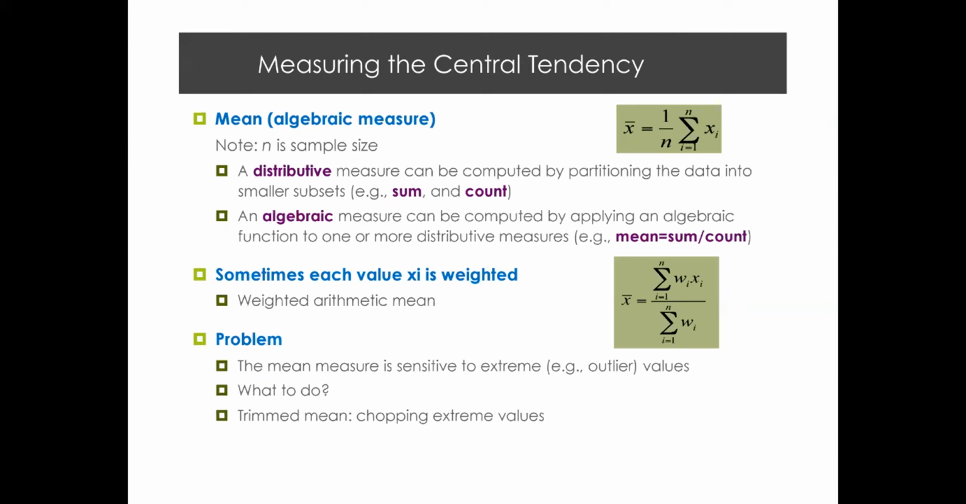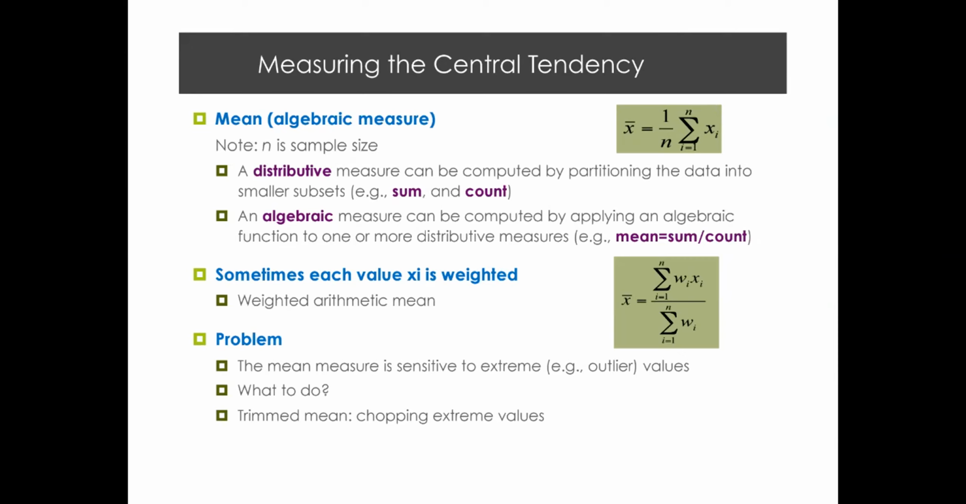An algebraic measure can be computed by applying an algebraic function to one or more distributive measures, like mean equals sum by count. You already know how to find an average: sum of the values divided by the number of values. Based on that, we find the mean value. Here also, there is a similar summation and a count. In some cases, the data may be given with weights.